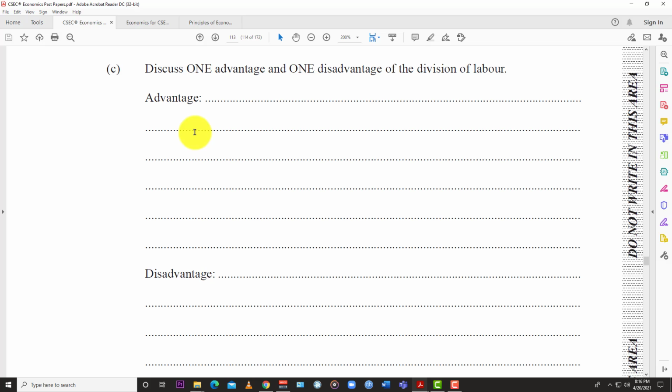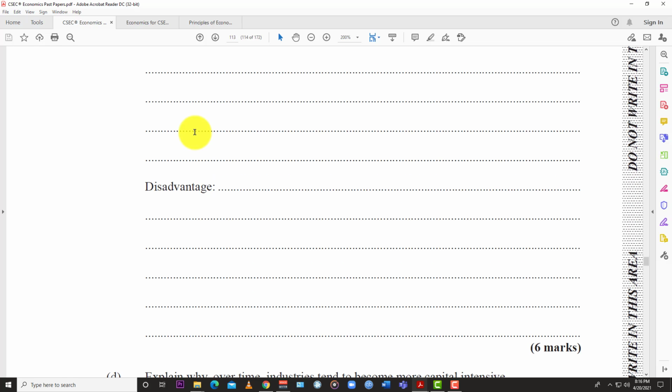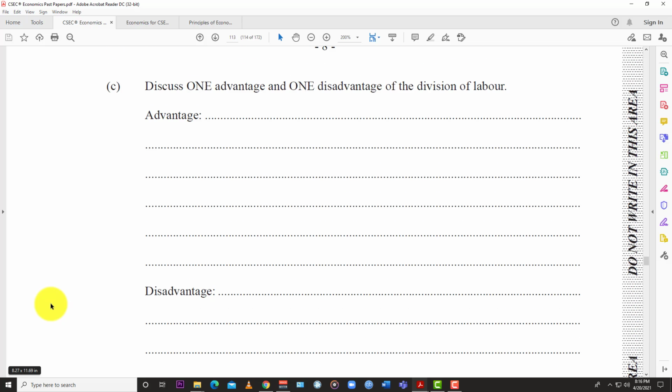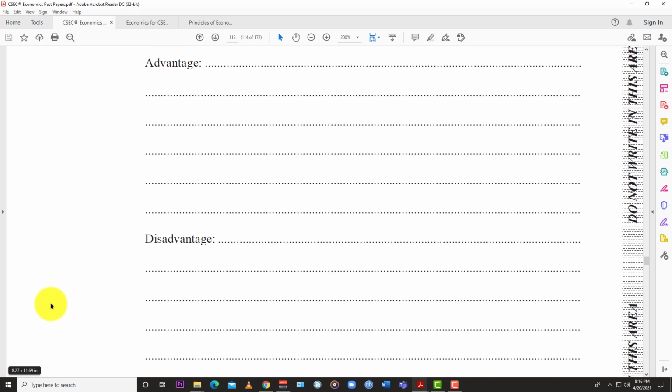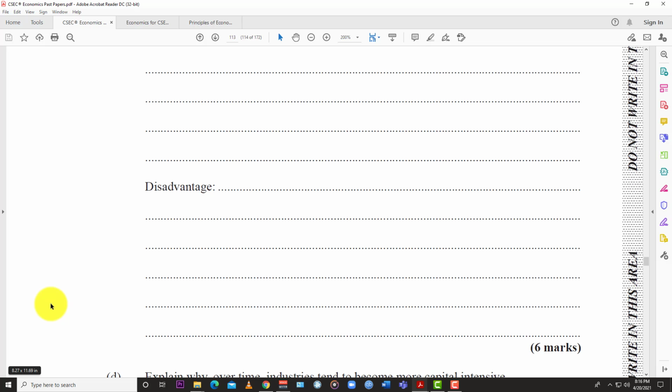Become an expert, more efficient, and as such, you can reduce time, increase productivity, increase the overall output, reduce the cost of production. That's one good part of the division of labor. But then the flip side is also true. Because you're doing the same task over and over and over again, persons might get bored, because division of labor can lead to specialization.